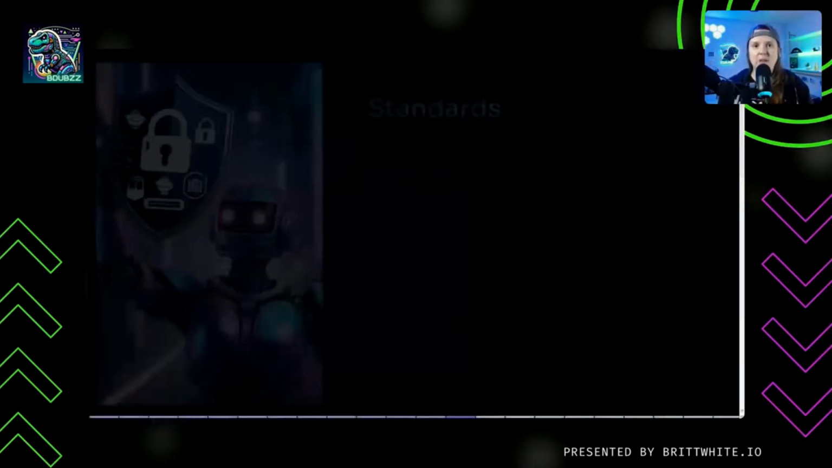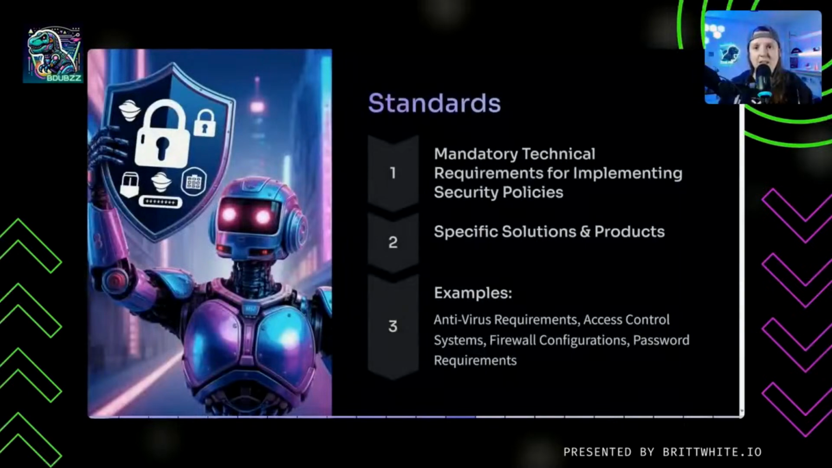And down the pyramid we go, standards are next. Think the specifics. Specific hardware and software solutions. Standards are all about specific technology, specific tools, specific mechanisms, specific products, telling you exactly what to deploy to hit those policy goals. Standards are mandatory requirements. No maybes, no options. Use this solution. End of story.